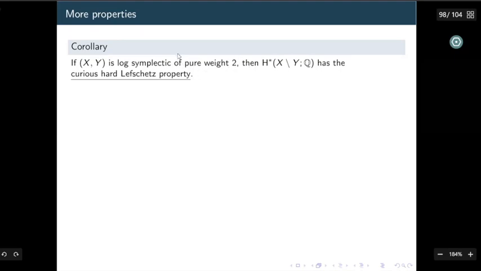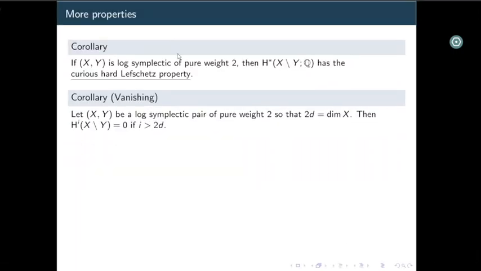Okay. So just going back to the examples before, this actually gives a proof of something that was proved earlier by Lam and Speyer, which is that if you take an acyclic cluster variety, then the cohomology ring has the curious hard Lefschetz property. So this recovers an older result of Lam and Speyer.